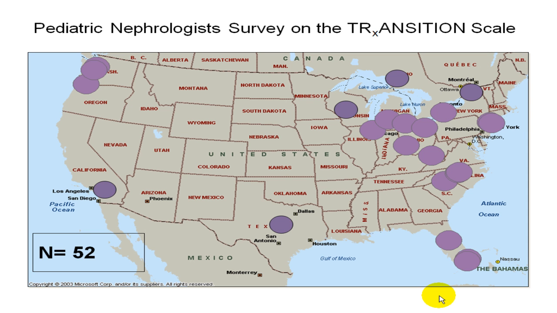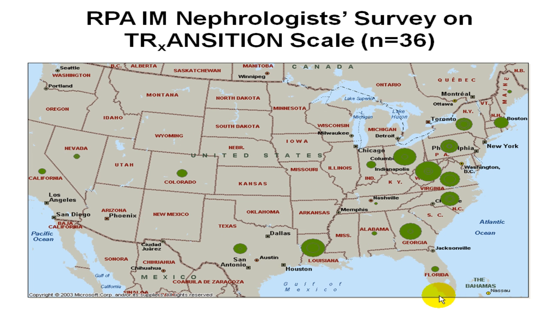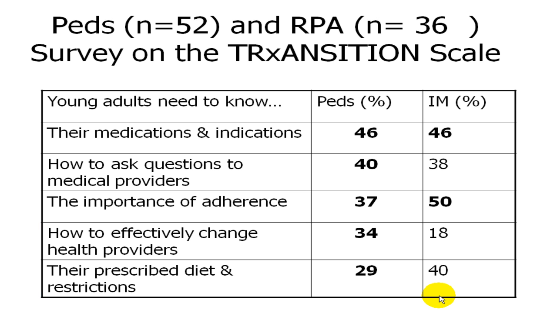I asked pediatric nephrologists questions about the transition scale, and I asked them, how much weight should I give to the answers? And 52 people answered here. I also asked the adult nephrologists that I talked about a little while ago questions about this scale. And this is comparing the answers of the pediatricians versus the internal medicine nephrologists.